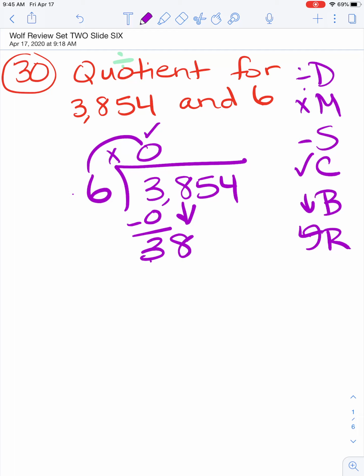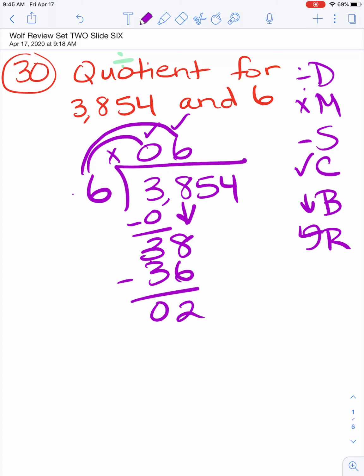So now it's 38 divided by 6. Count by 6s: 6, 12, 18, 24, 30, 36. Stop, because the next one would be too many. 6 times 6 is 36. I just multiplied. Now I subtract. Is 2 less than 6? It is. We know we did it right. So we bring it down. If we bring it down, we must repeat.